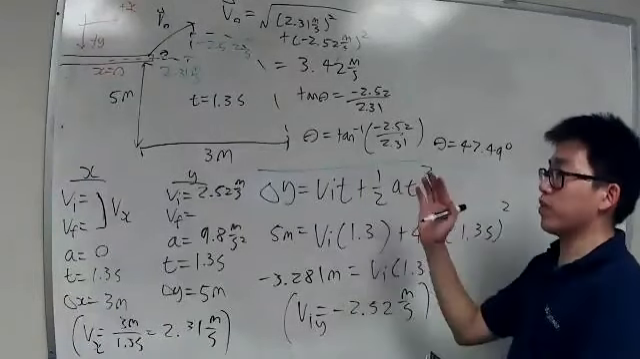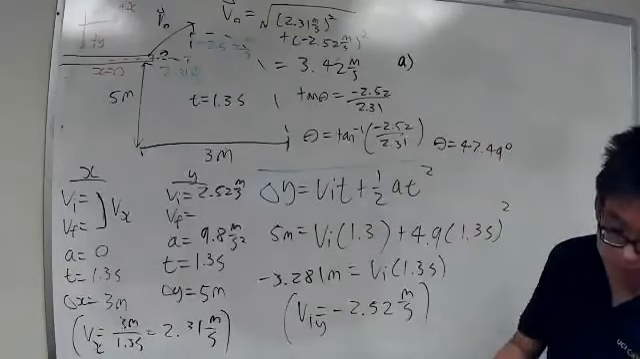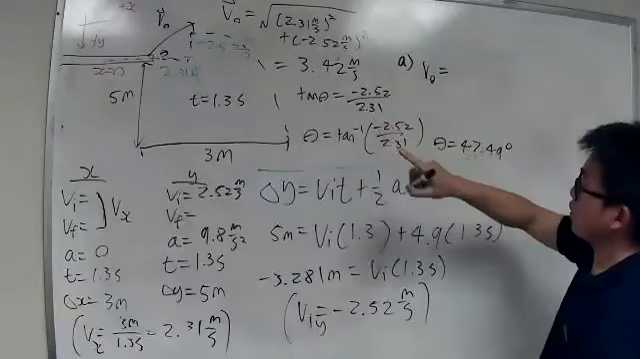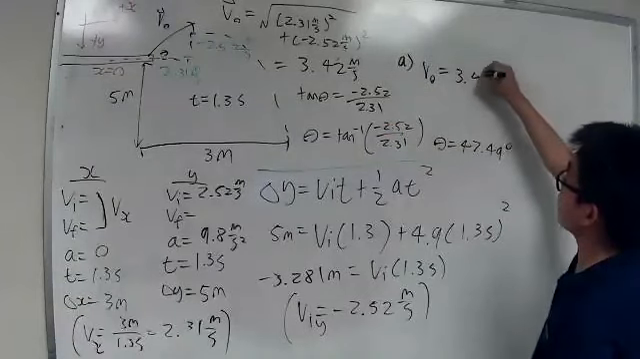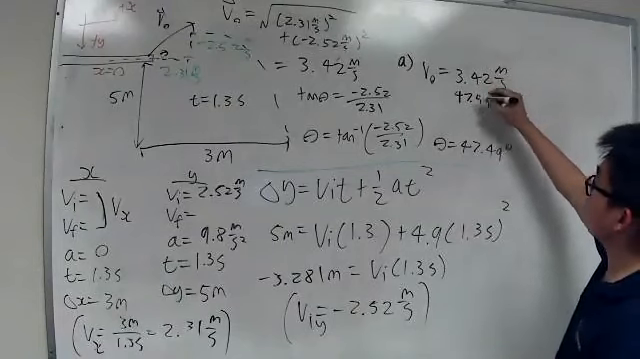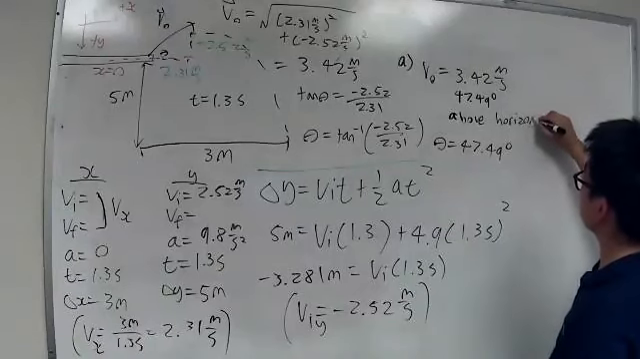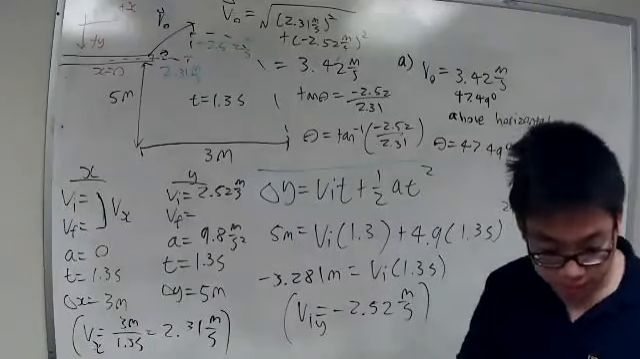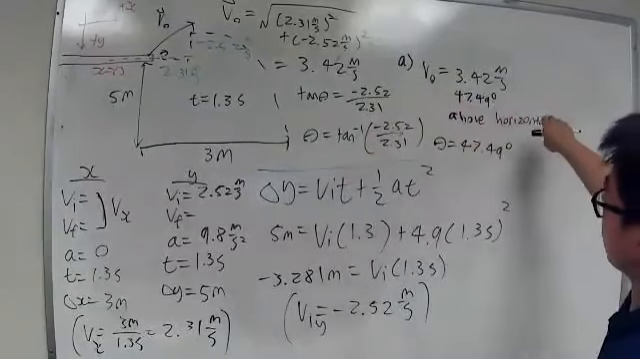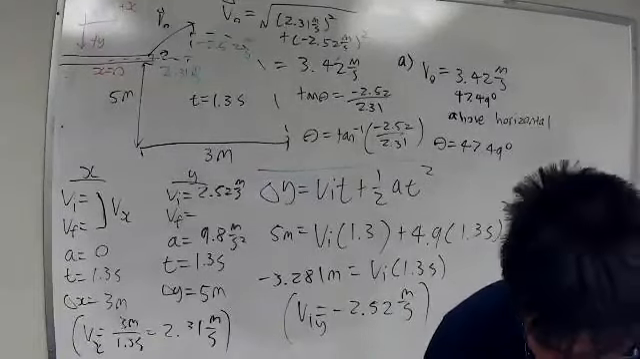So the answer to part A would be this. If this was a word problem, you would write it out in words: v naught equals 3.42 meters per second, 47.49 degrees above the horizontal. That's how you answer part A. It's at 47.49 degrees above the horizontal, and that's how fast it's going. So that's a pretty classic kinematic problem.